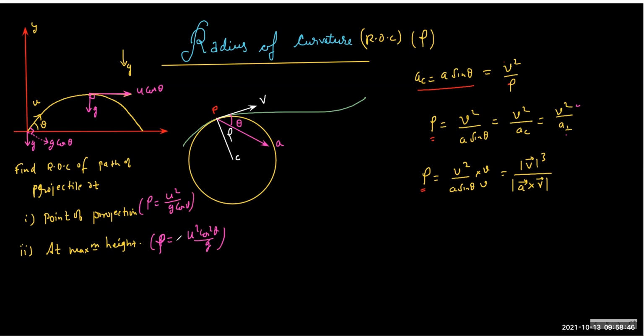So this answer becomes u square by g cos theta. Look at the velocity. Look at the acceleration. The problem is with looking at the velocity and acceleration. I really don't understand why you fail to understand what is velocity and what is acceleration. It's a pretty straightforward thing. You just check the velocity, check the acceleration, find the component of acceleration at right angle to the velocity, and then just write the equation. That's the answer. So ROC is simply v square by ac.